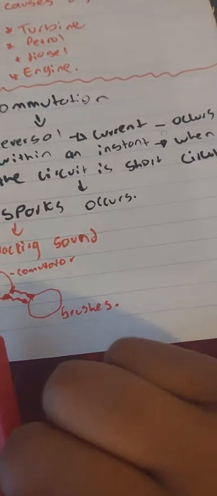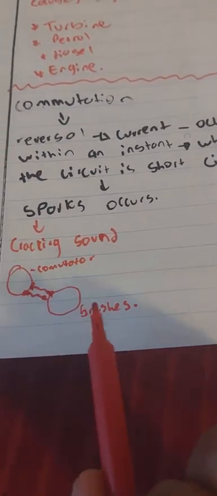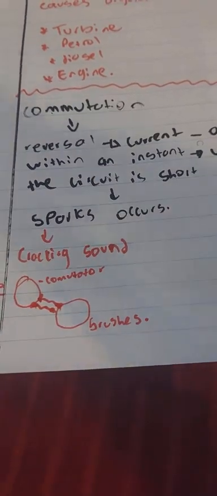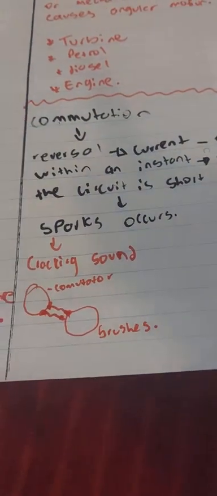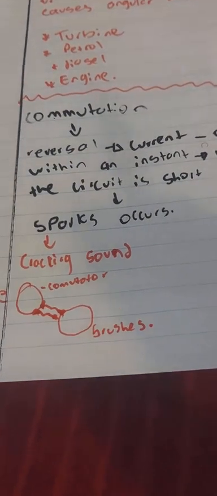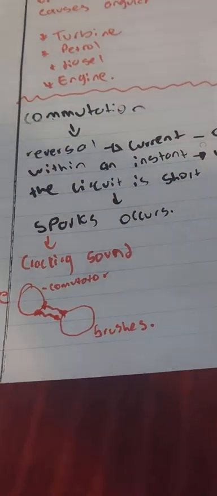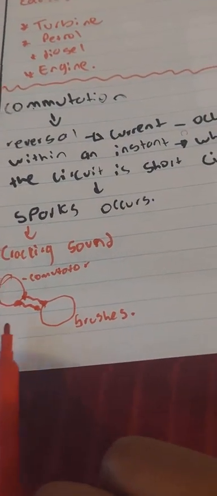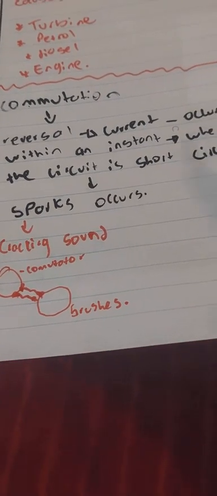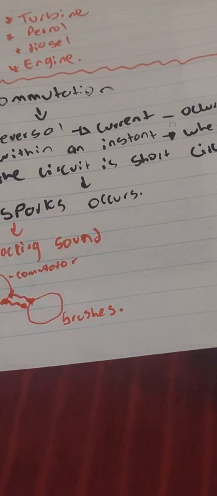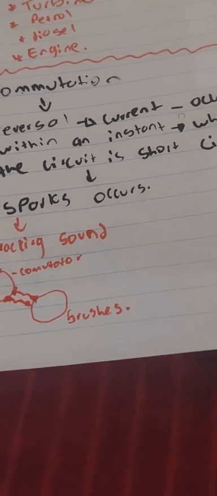Guys, first of all, energy moves from a high potential, or high area, to a lower area. That means the commutator is within the high area and the brushes are in the low area. So the sparking is caused when the electrical energy moves from high potential to low potential, and when it reaches between the commutator and the brushes, the sparks are caused because the area is about to separate, or to make a contact from commutator to brushes.